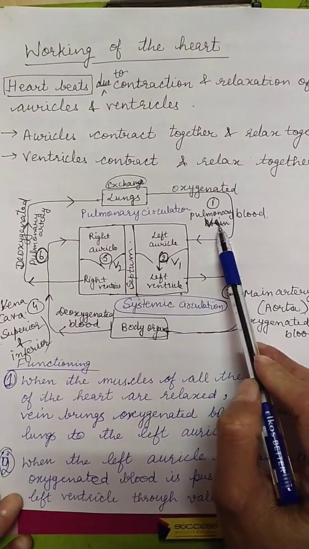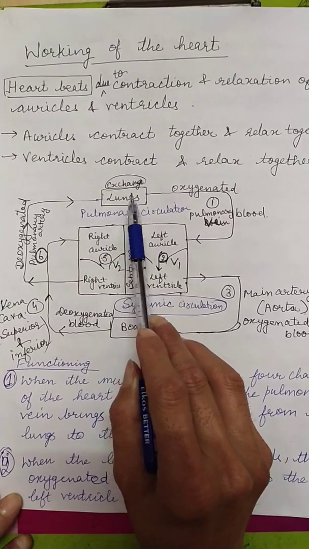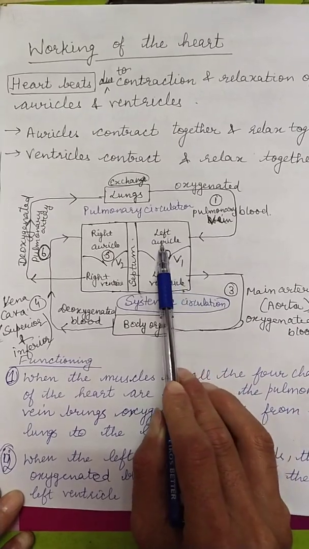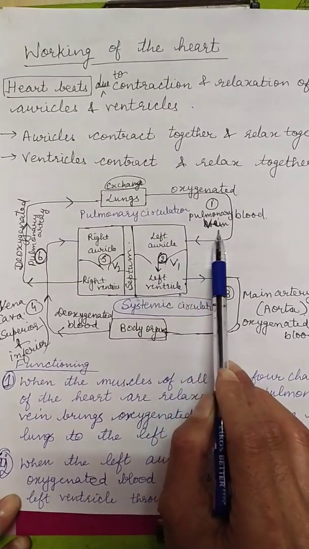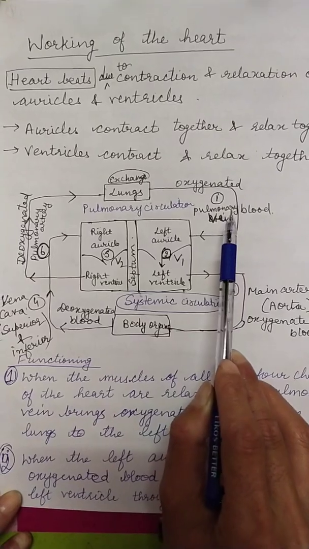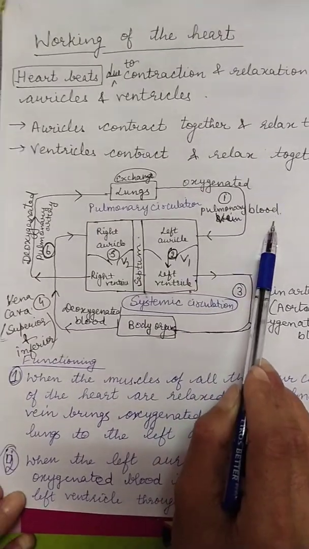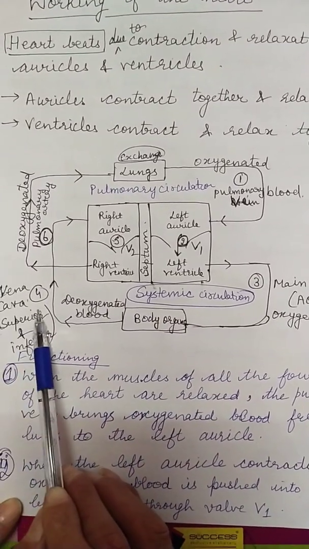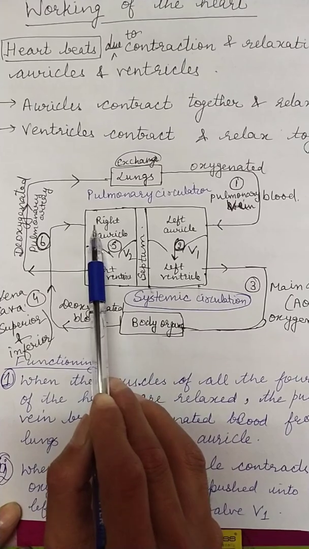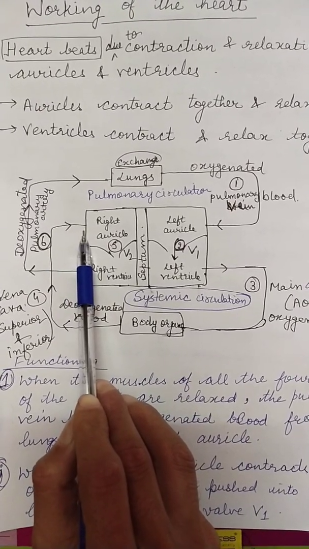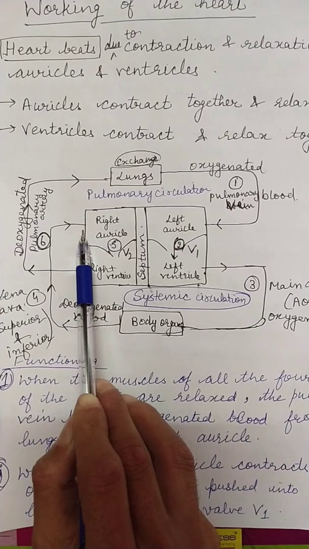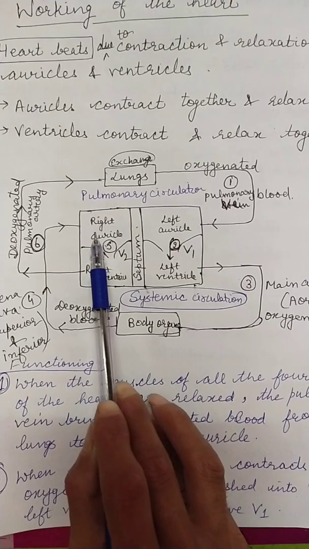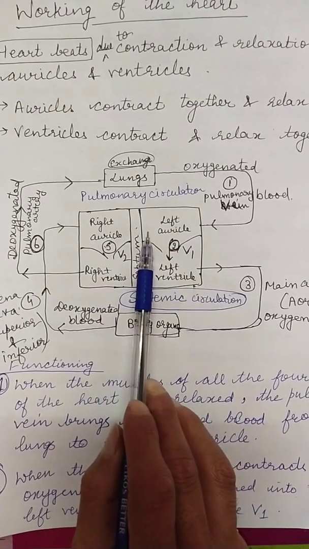First of all, what happens is the oxygenated blood from the lungs enters into the left auricle through the pulmonary vein. At the same time, the deoxygenated blood from the superior and the inferior vena cava enters the right auricle. At this stage, all the cardiac muscles of the 4 chambers of the heart are at the relaxed state. We call it the joint diastole.